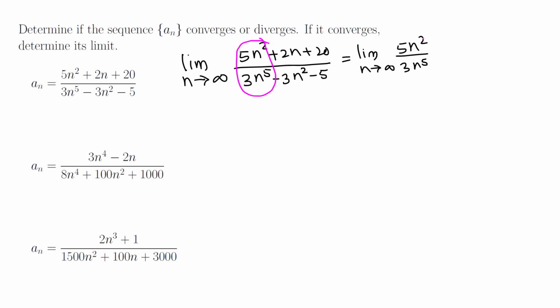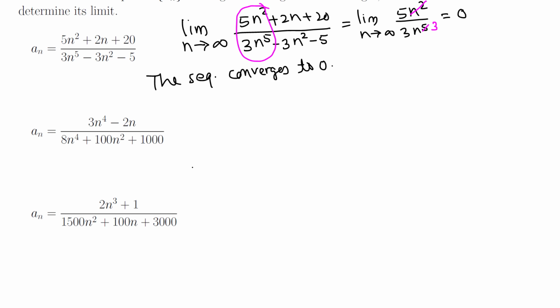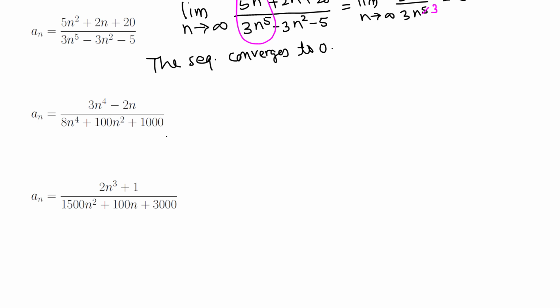Now we can simplify. Two copies cancel, three copies left, and when n goes to infinity, this is 5 over 3 times infinity. That means really big on the bottom. 5 over really big means 0. Okay, that means this sequence converges and the limit is 0. So the sequence converges to 0.